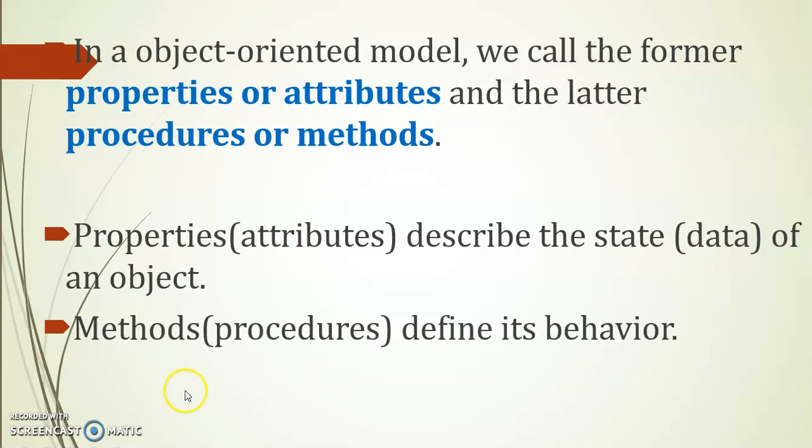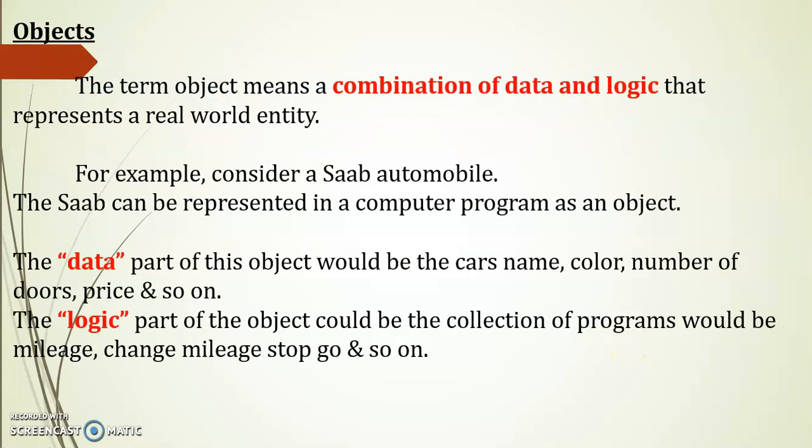In object-oriented model, we call the properties or attributes, and the next one as procedures and methods. Properties describe state, that is data. Methods describe behaviors. An object is a collection of data and logic. The data part of the object should be like the name, color, number, door, price, etc. The logic part contains the programs such as mileage, stop, drive, and so on.